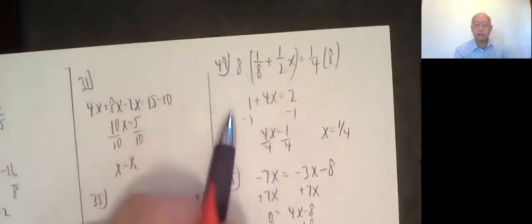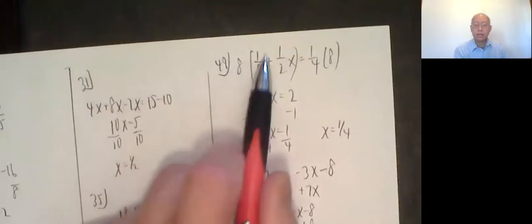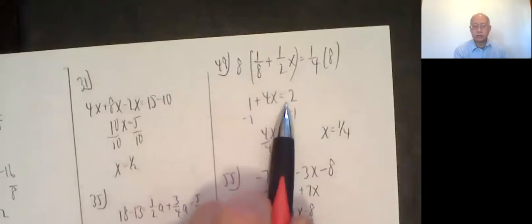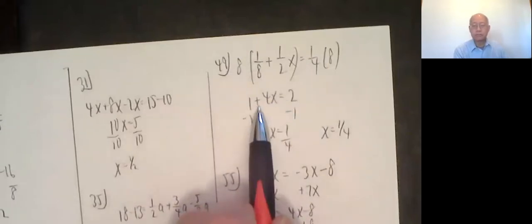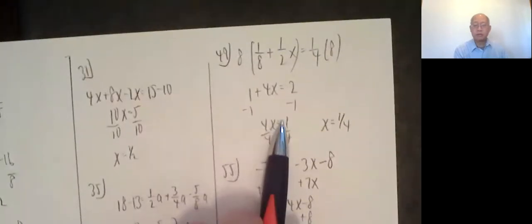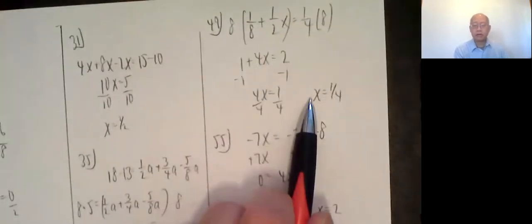8 times 1/8 is 1. 8 times a half x is 4x. 1/4 of 8 is 2. And look at how much easier the problem is. Okay, subtract 1 on both sides. 4x equals 1. Divide by 4. Final answer, x equals 1/4.